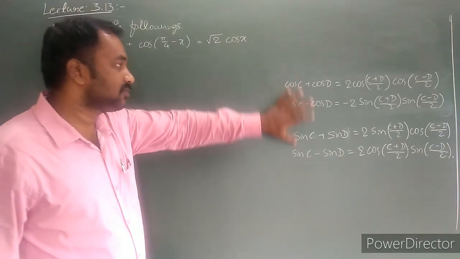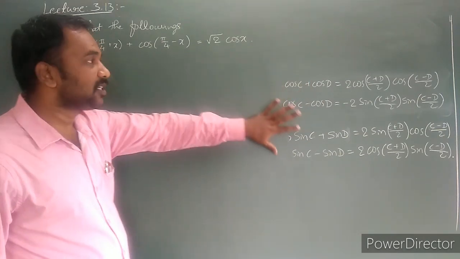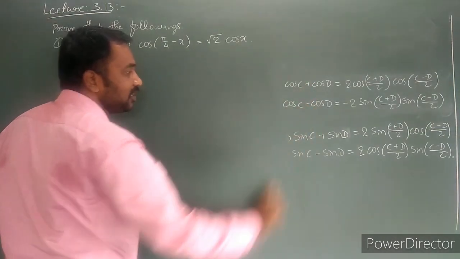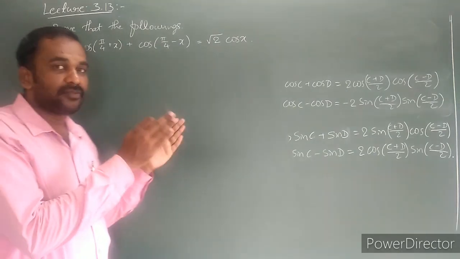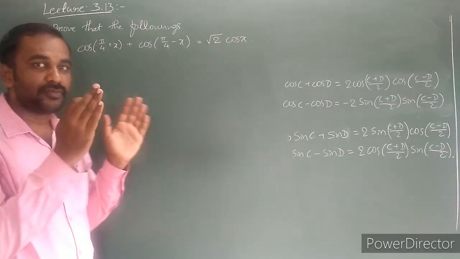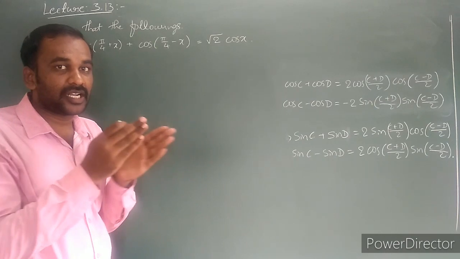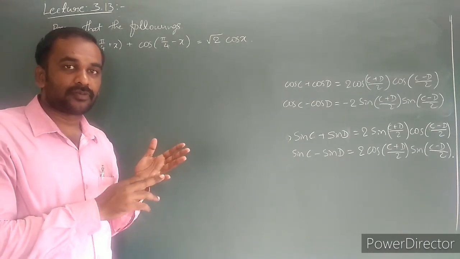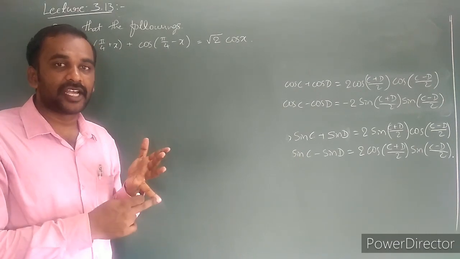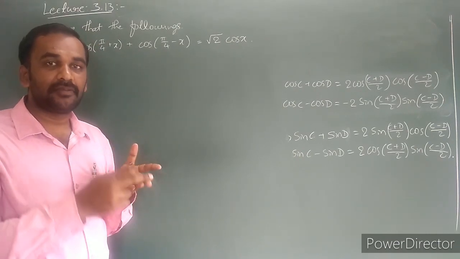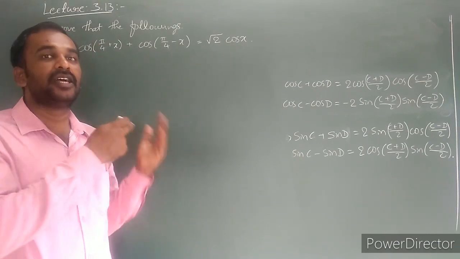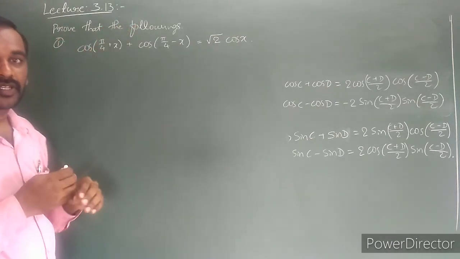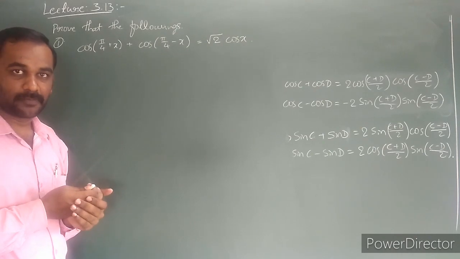I just kept these formulas for your understanding purpose. Before going to solve the problem, you must have the knowledge of the formulas. Different types of formulas are there: compound angle, allied angle, multiple angle, submultiple angle, and transformation angle. For the given problem, which one is a suitable formula?